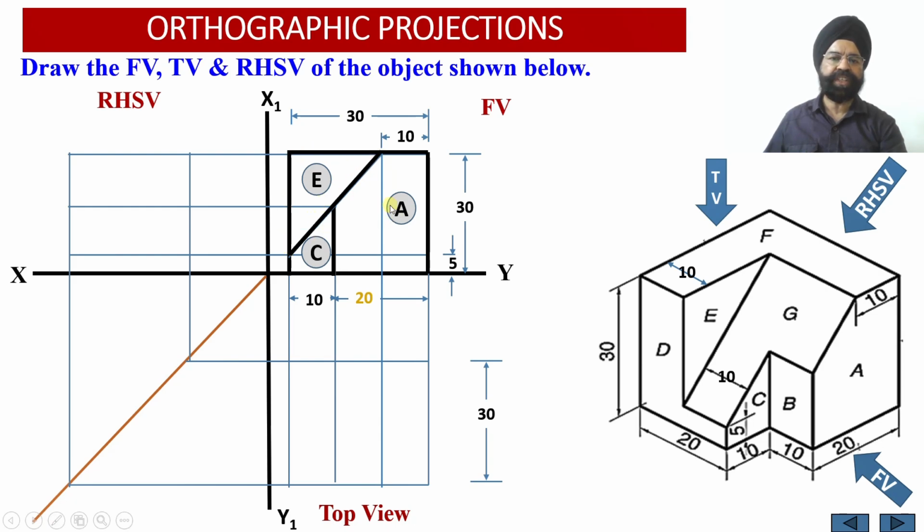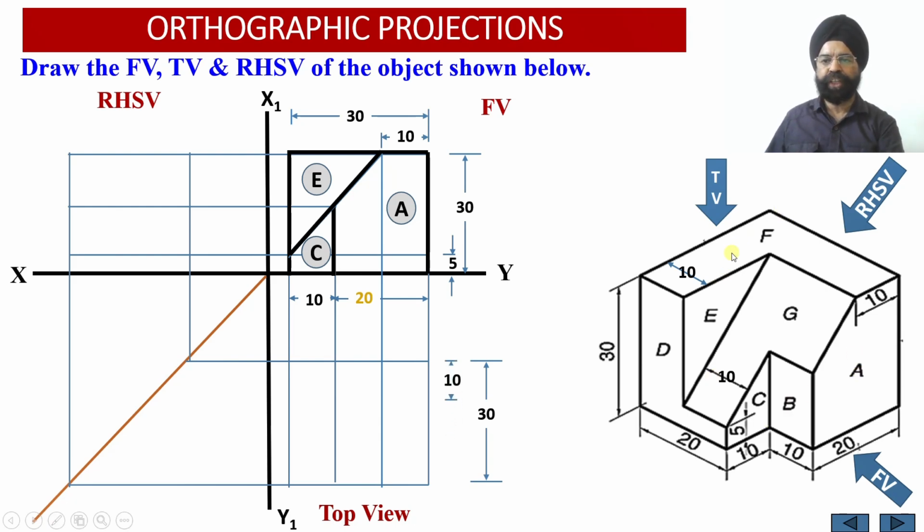Now all these three surfaces, surface A, surface E and surface C, happen to be parallel to the vertical plane. So these three projections of the surfaces A, C and E, as obtained in the front view on the vertical plane, will all represent true shapes of these surfaces. Now let's move on to the top view.